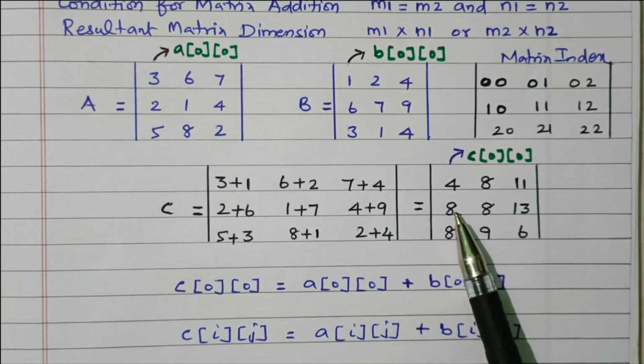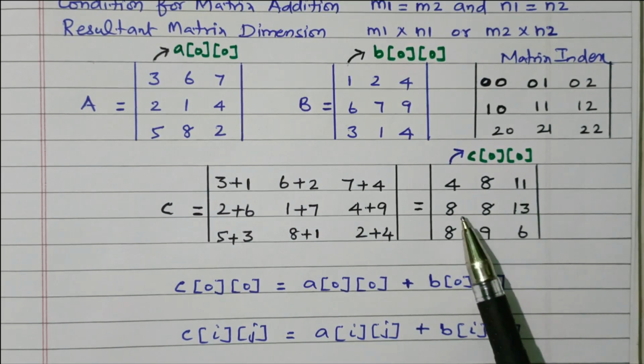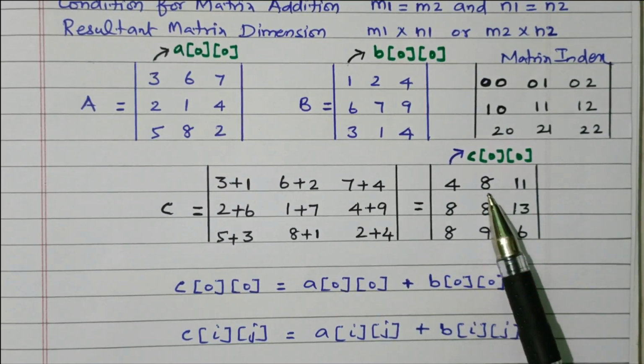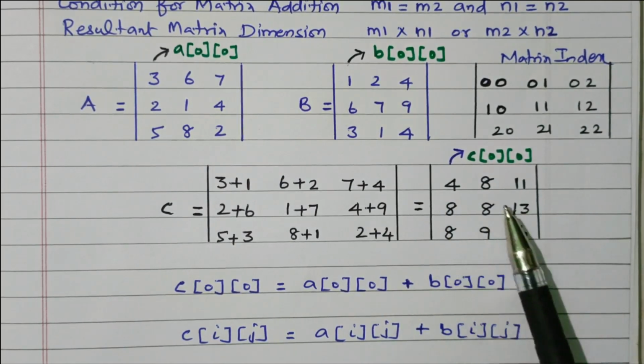After adding, what did we get? 4, 8, 11, 8, 8, 13, 8, 9, 6. So this is nothing but C of 0, 0, C of 0, 1, C of 0, 2, right?